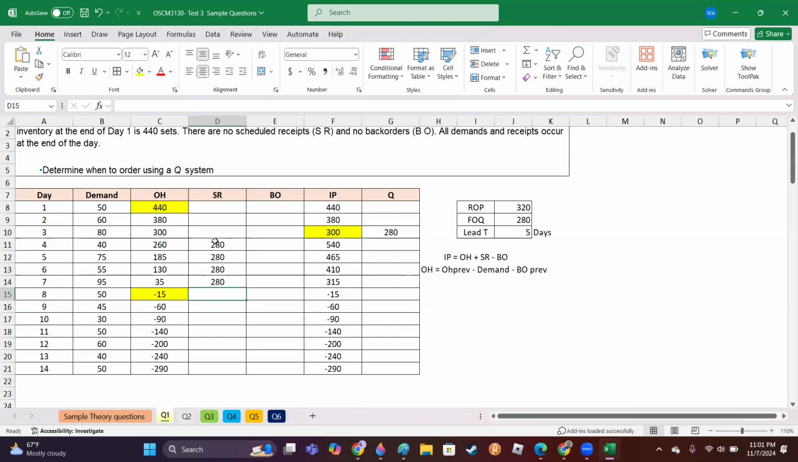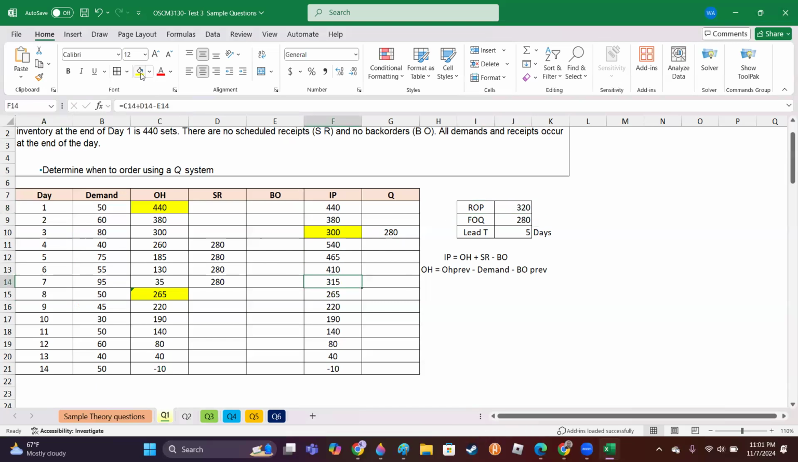But on day 8, I don't include it here. I move it over to this column here, because over here it becomes an actual receipt. Somebody receives the product into the warehouse. So I'm going to add that inventory into our on-hand inventory. Okay. Then I go back to our inventory position column and again look for a reorder point of 320.